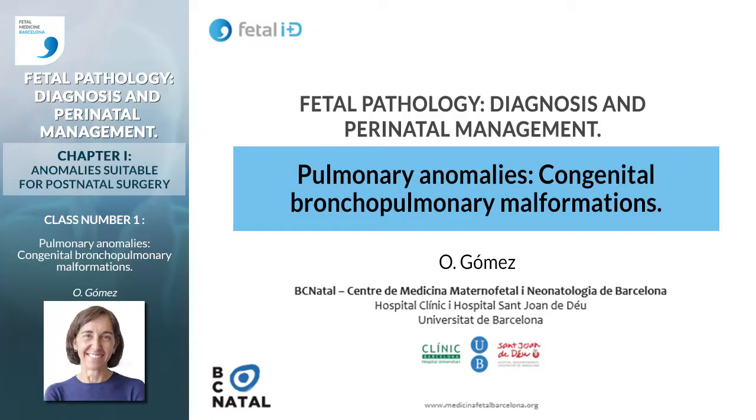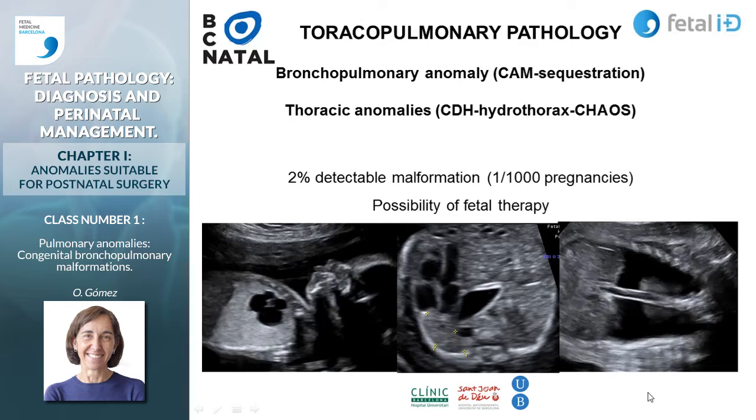Pulmonary anomalies and congenital bronchopulmonary malformation. Congenital thoracic malformation comprises a heterogeneous group of airway and pulmonary parenchyma abnormalities. They are a rare group of lesions, 2% of congenital malformations, although they may be associated with fetal or neonatal morbidity and mortality. Currently, prenatal management focuses on identifying those cases that are associated with increased perinatal morbidity and mortality and that could benefit from prenatal treatment.